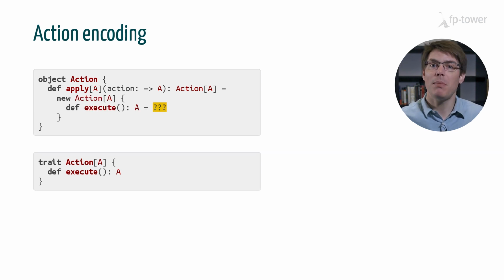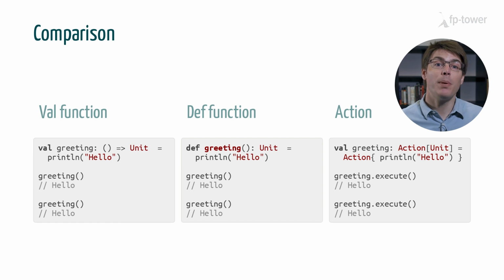Now, how are we going to implement the constructor? We need to create an instance of the action trait, which means we need to implement the execute method. The only way to do this is to access the byname parameter, which will be re-evaluated every time execute is called. Okay, so let's compare the three implementations of greeting: val function, def function, and action. We see that they behave exactly the same, as in nothing is printed when the function or action is created. We only see a message when we call the function, and we can repeat this as many times as we want.